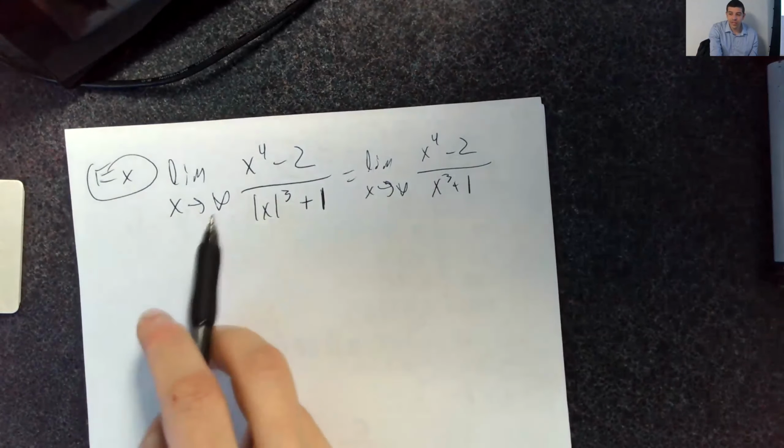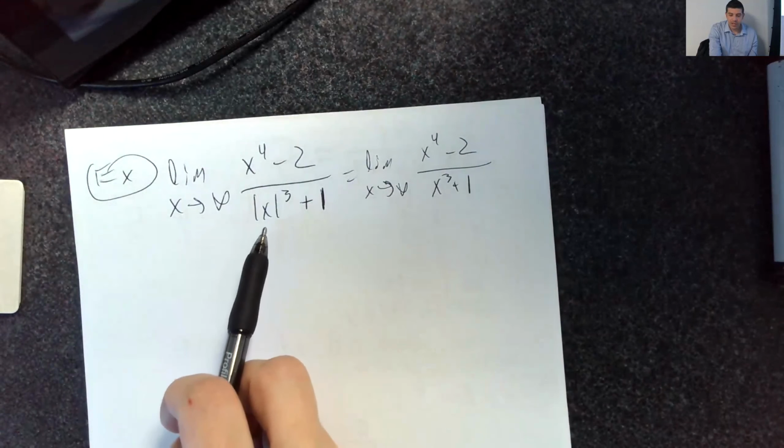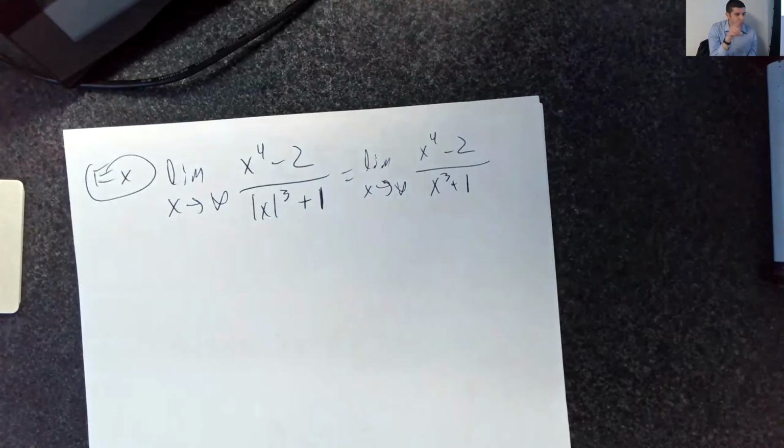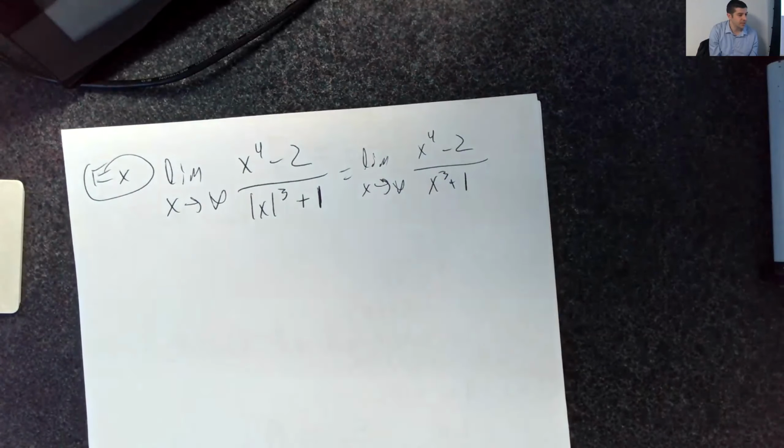If it was x going to negative infinity, then the absolute value of negative numbers, to turn them positive, multiplies by a negative sign. So we would have had a negative sign. That's what an absolute value does. Turns negatives into positives.